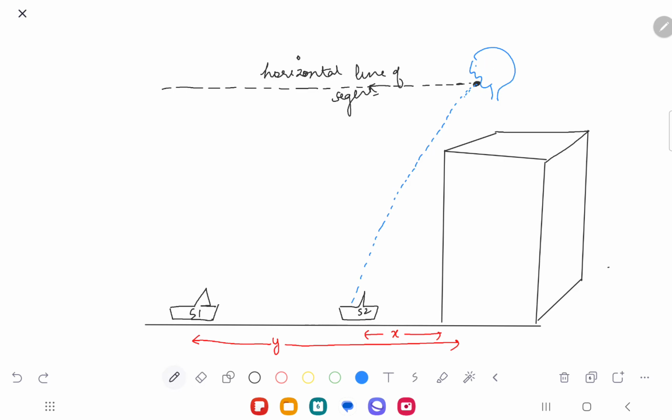And to look at ship 1, he will not have to lower down his head more. Like this is like this. He is lowering down his head like this, downwards. And to look at this ship, he will have to keep his head like this.